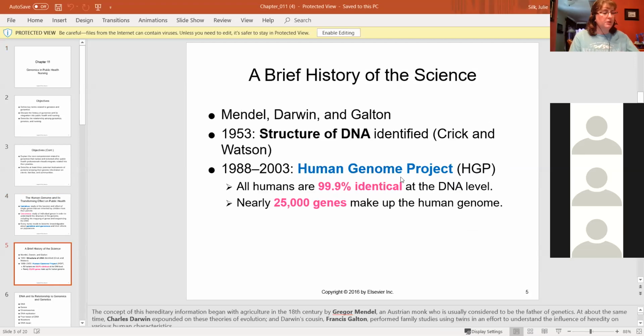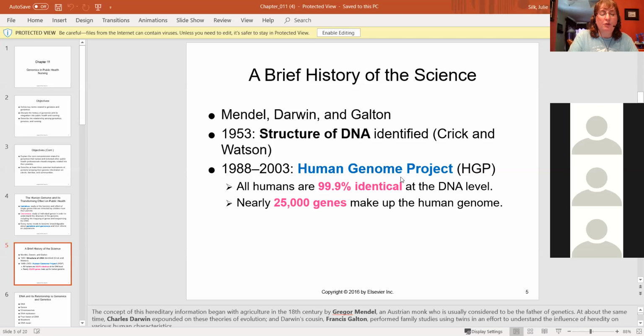They do go into a brief history of the science. The concept of hereditary information began with agriculture back in the 18th century with George Mendel, an Austrian monk who is usually considered the father of genetics. At about the same time, Charles Darwin expounded on theories of evolution, and Darwin's cousin, Francis Galton, performed family studies using twins in an effort to understand the influence of heredity on various human characteristics.